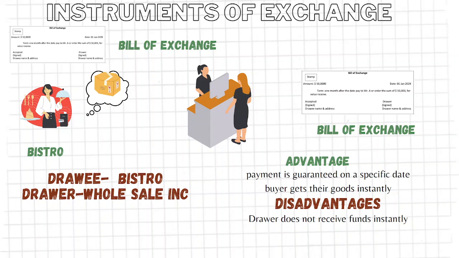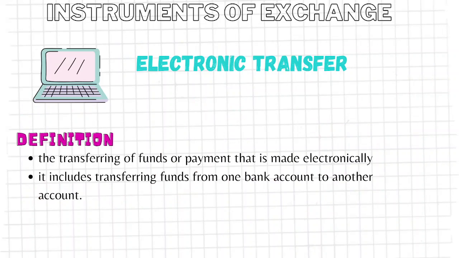However, one disadvantage is that the drawer does not necessarily receive the funds instantly, so they have to wait until the date on the bill of exchange to get back their money. So we're moving on smartly to our next instrument of exchange.